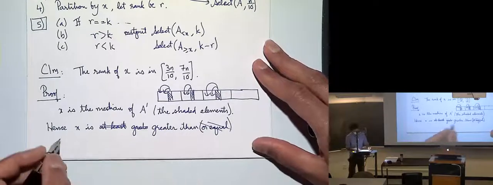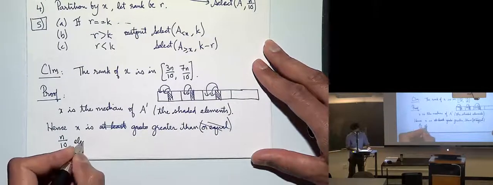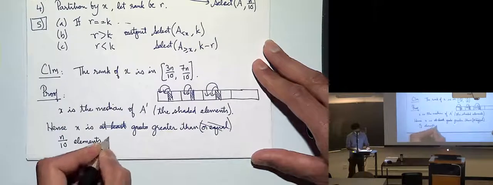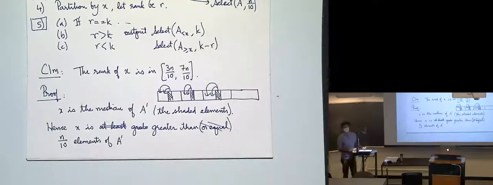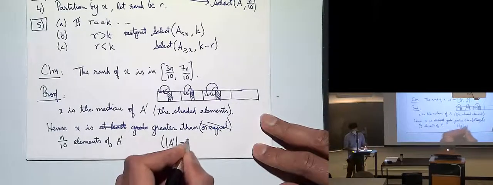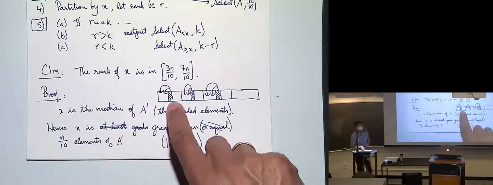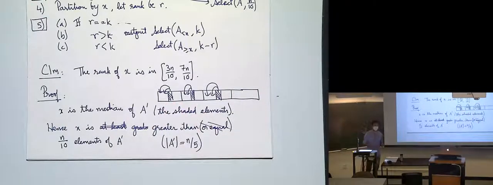So x is greater than n over 10 elements of A prime, right? Because the size of A prime is n over 5. So there are n over 5 elements. It's greater than at least half of them. It's the median. So it's greater than n over 10 elements of A prime. Every time you're greater than one of those elements, you're actually greater than 3 elements of the block.